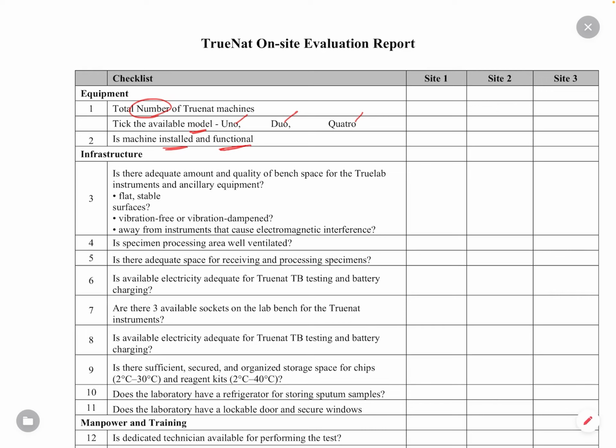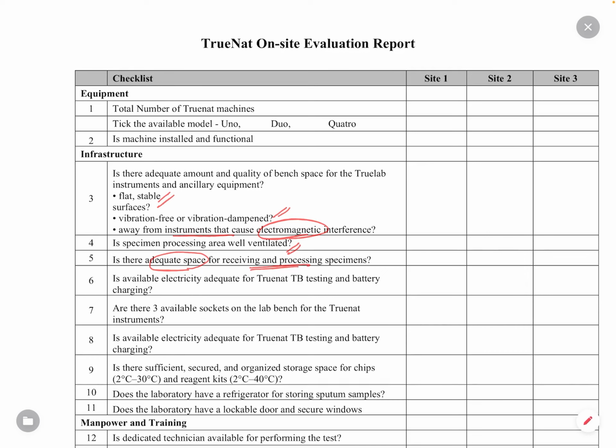Okay. So, the adequate amount of space. Some space is required for proper functioning of these different machines. We have a DNA extraction machine, we have a PCR machine, we have a Bluetooth printer. So is it put on a flat, stable, vibration-free surface, or is it away from instruments which cause electromagnetic interference? Sample processing, is it done in a well ventilated area? Okay. Is there adequate space for receiving and processing specimens?